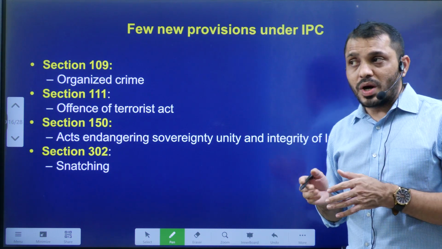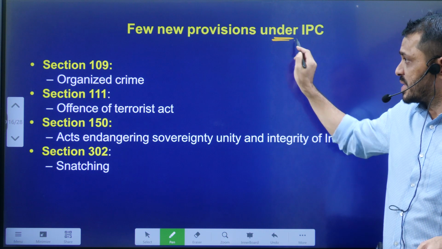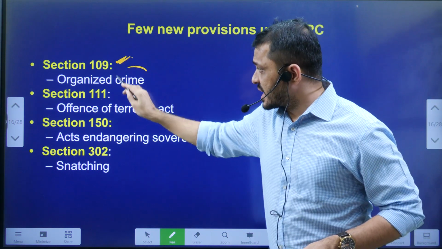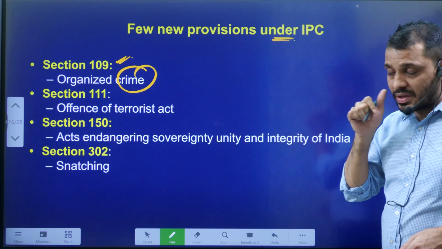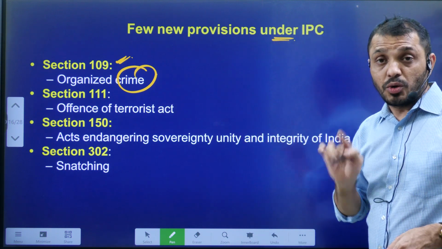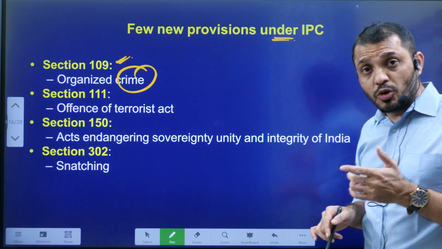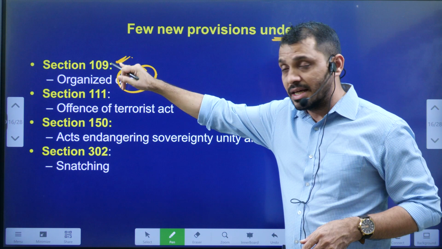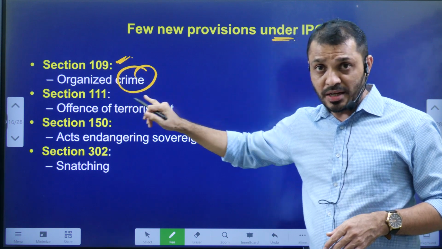Now let's see what are the significant changes you can see under IPC. In IPC section 109, organized crime. Compared to the old one, the new IPC is going to contain the word organized crime, with one section dedicated especially to it, that is going to be section 109.